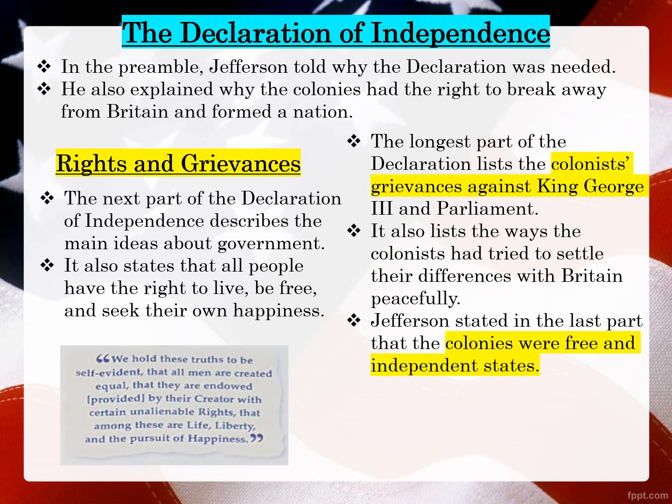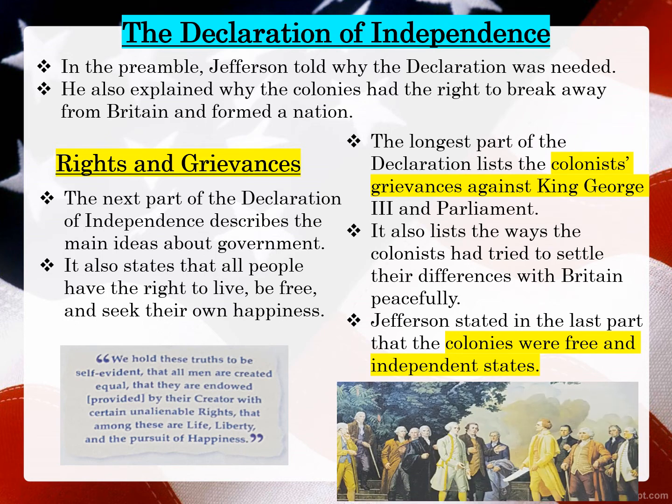Okay, and look at this part. The longest part of the Declaration, students, lists the colonists' grievances, or complaints, against King George III and Parliament, or the British government. It also lists the ways the colonists had tried to settle their differences with Britain peacefully. And then in the last part of the Declaration, class, Jefferson stated that the colonies were free and independent states.